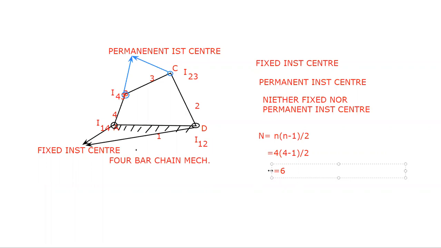So it is nothing but N, you can see here. So capital N is the number of instantaneous centers. How many instantaneous centers did you get? 6 instantaneous centers. Now as per this we have already got 4 instantaneous centers, that is I12, I14, I23 and I43. So we have got only 4 instantaneous centers. Now still 2 instantaneous centers are remaining.